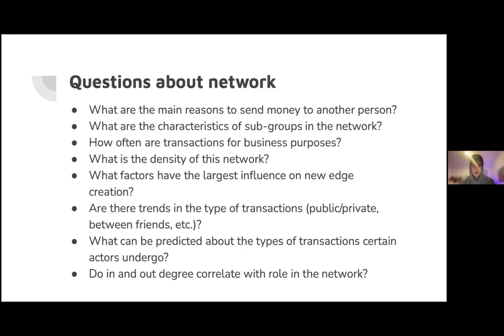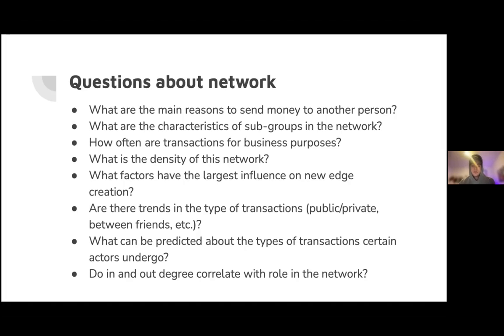So going off of this, we want to see whether transactions are for business purposes or social purposes, and what factors have influence on new edge creation, someone sending someone money for the first time. And then just trends that we can find within the network that can let us predict future transactions.